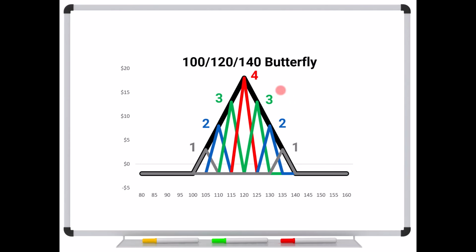And one way to figure that out is to count the number of steps to get to the center. So we're long the 100, we're short at 120, so there's 1, 2, 3, 4 steps to get to that center strike. 4 squared is 16. And those are your 16 butterflies right there. 1 plus 2 plus 3 plus 4 plus 3 plus 2 plus 1 gives us 16 butterflies.